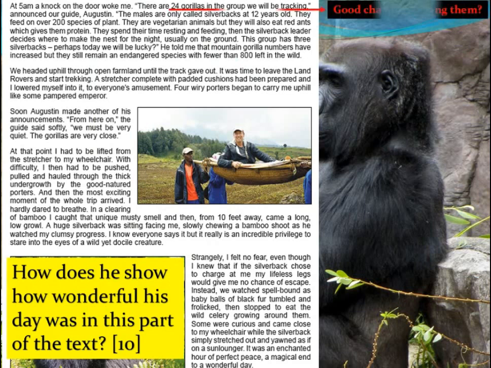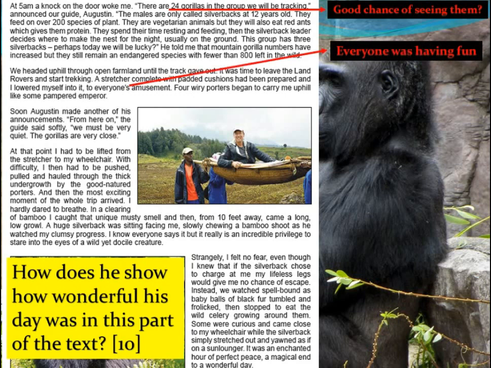So we could have the fact that he said it was 24 gorillas we will be tracking. Considering there's only 800 left in the wild, Frank Gardner's tracking 24. We could say it's probably a good chance of seeing at least one of them. It says, to everyone's amusement. So why was it wonderful in this day? Everyone was having fun. There was a good mood in the camp.